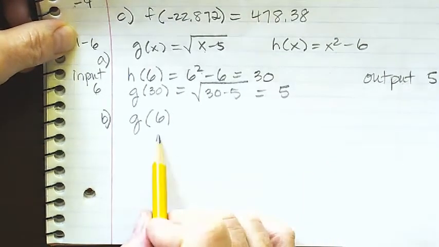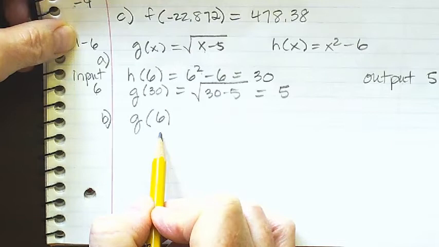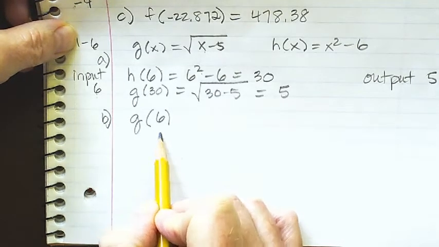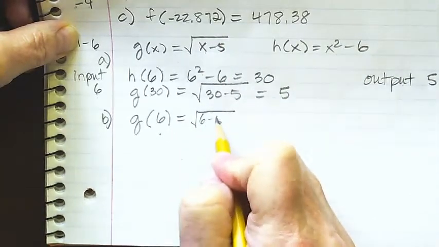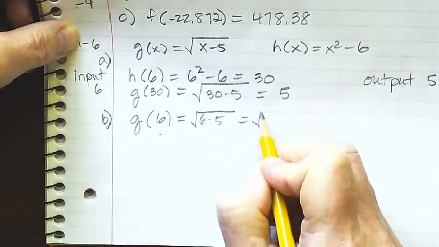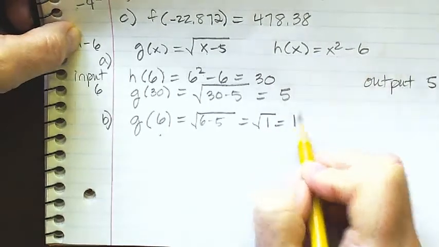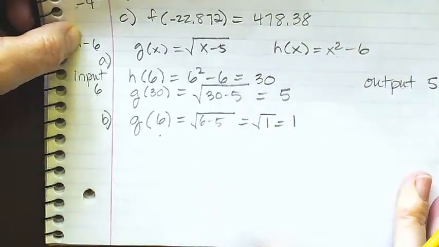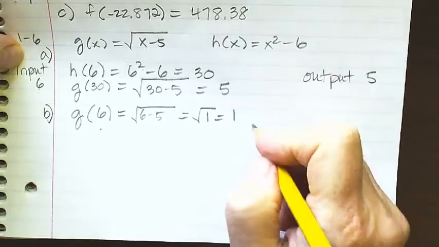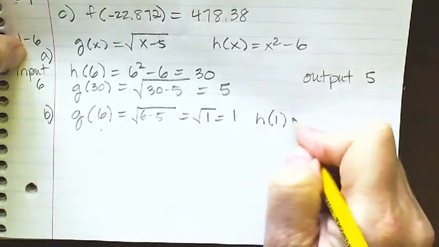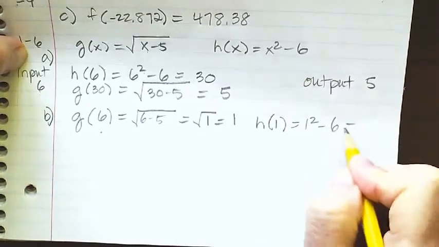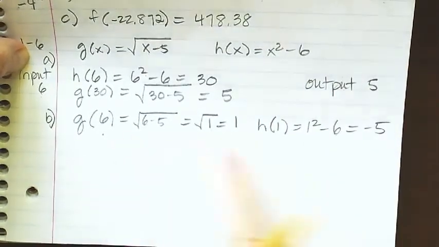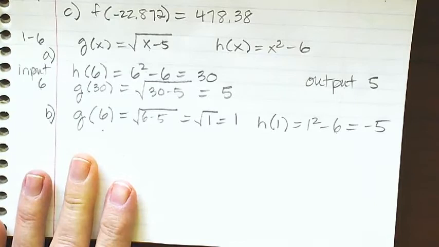So G of X, are we using an input of 6? Oh, yeah, okay. So square root of 6 minus 5 would be square root of 1, which is 1. I'm kind of rushing. And then if I do H of 1, that gives me 1 squared minus 6. So 1 minus 6 would give you a -5. So it is possible if G is first.